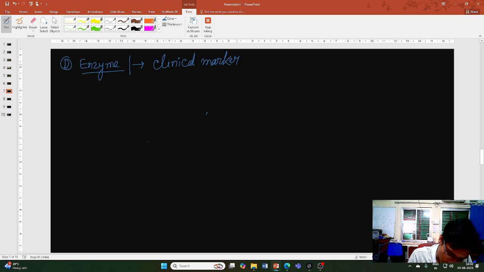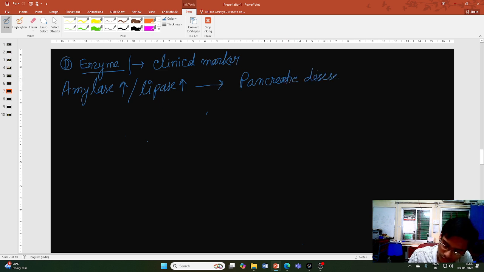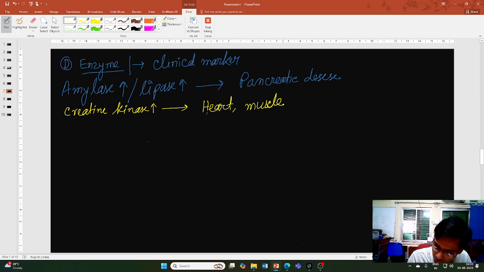So what are the markers? I'll write down amylase. If amylase concentration or lipase increases, that can indicate pancreatic disease. Similarly, if creatine kinase is increased, that means a problem in the heart, muscle, or liver disease.